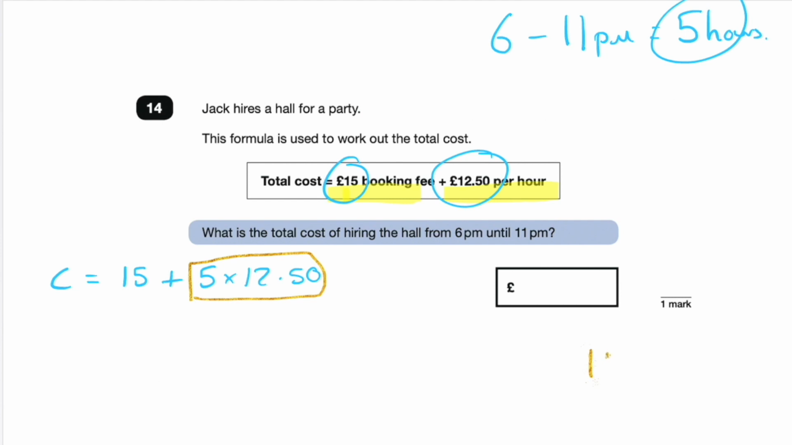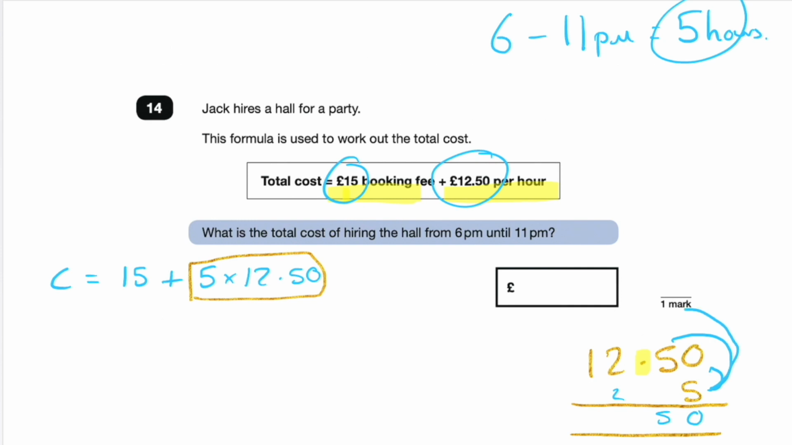So I'm going to put my £12.50 and multiply by 5. Now when we're multiplying by a decimal, we can just ignore this decimal for now and we'll put it back at the end. 5 times 0 is 0, 5 times 5 is 25. 5 times 2 is 10, plus my 2 is 12, and 5 times 1 is 5, plus the 1 is 6. Put back my decimal, and my total cost for the hours is £62.50.